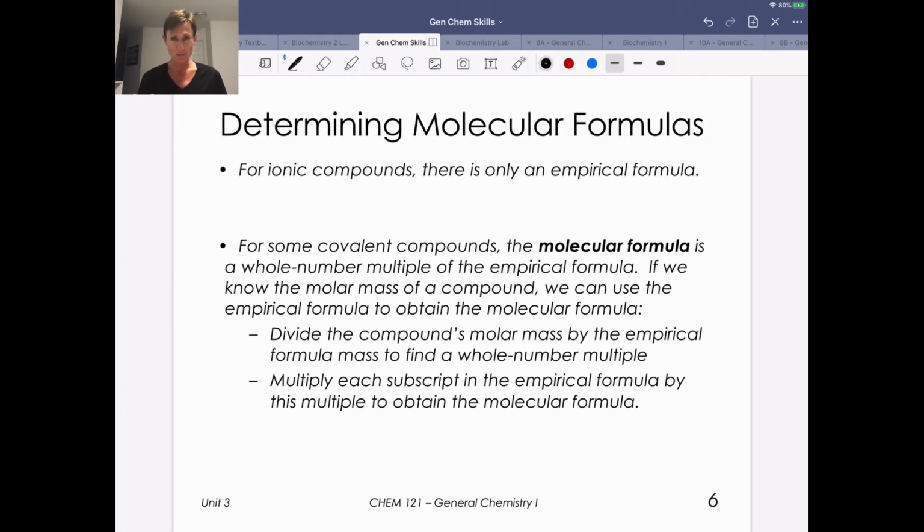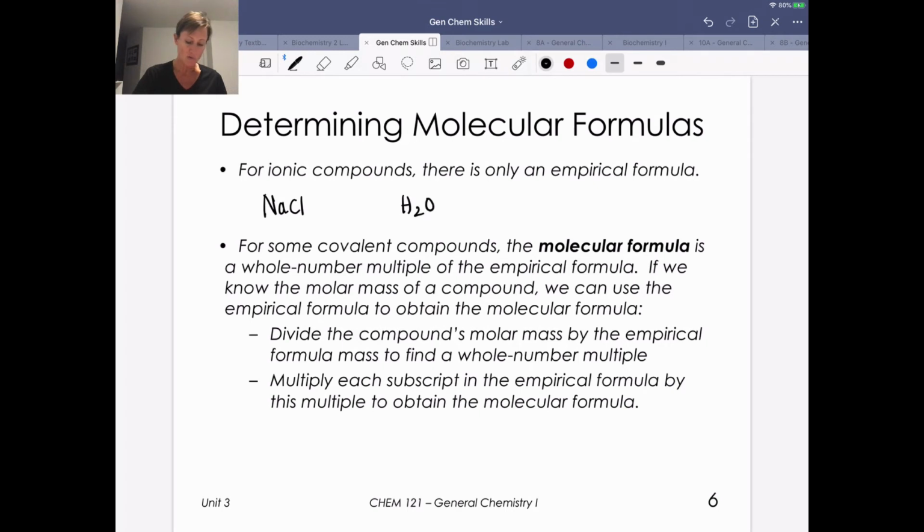It's not a molecule, so we're not going to have a molecular formula. So again, ionic compounds, in our example here when we were talking about sodium chloride, that's all there is. There's nothing more to do. There's only an empirical formula. So we don't do anything else with ionic compounds.